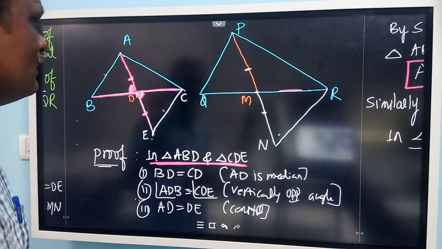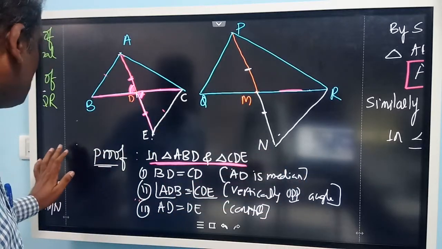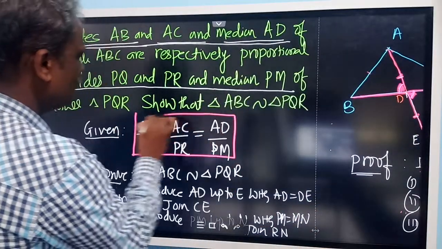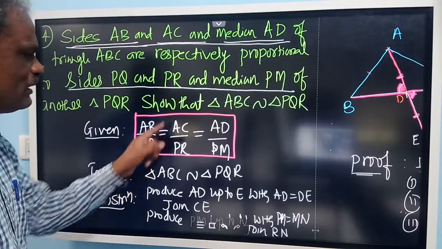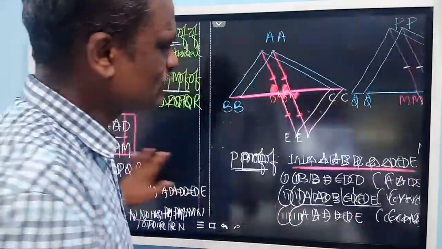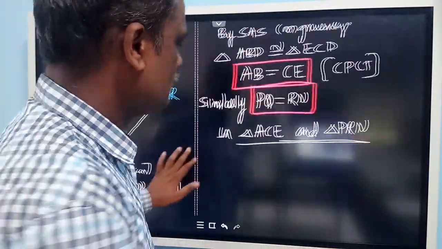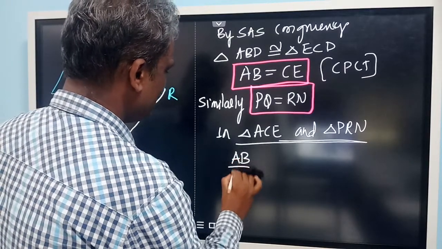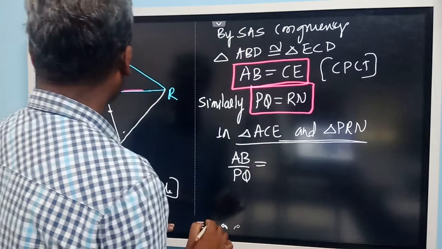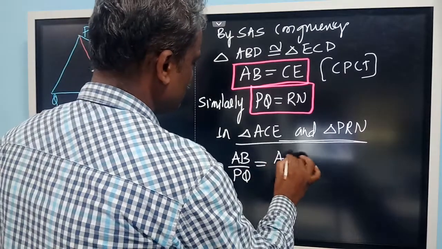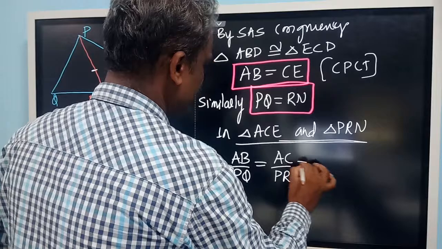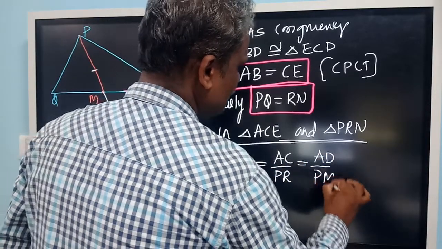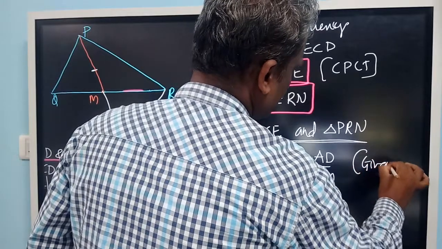Okay, we do one thing. Good, Tarun. Now we will use this itself. What is given? This we will use here: AB by PQ, AC by PR, AD by PM. Let me use this one. What is given? AB by PQ is equal to AC by PR is equal to AD by PM. So this is given in the question itself.